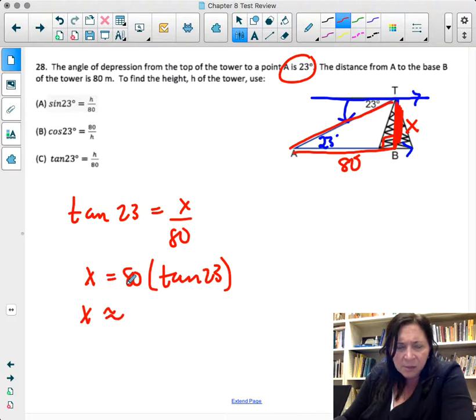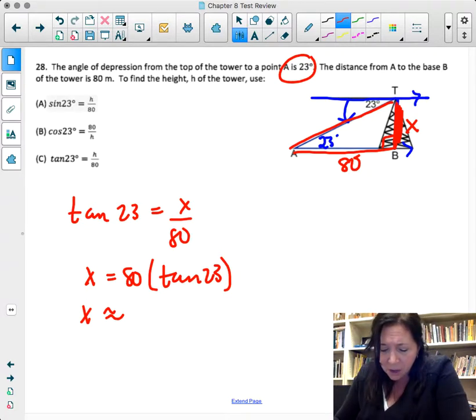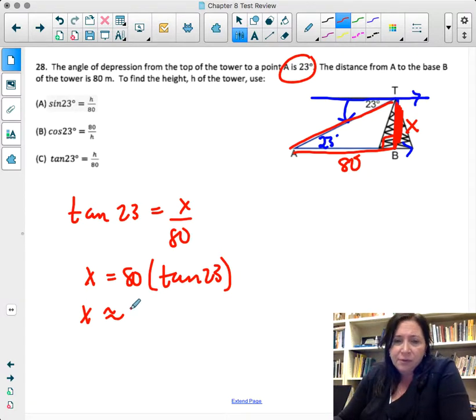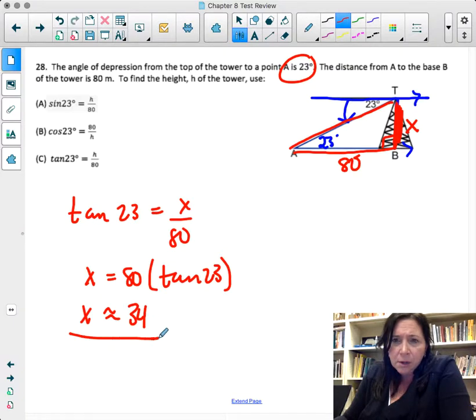So x is equal to, I'm going to use my calculator. I'm going to go 80 times tangent of 23 degrees. And I get 33.95, so almost 34. So this is approximately 34, am I in feet? Meters, 34 meters, okay? So this length is equal to about 34 meters.